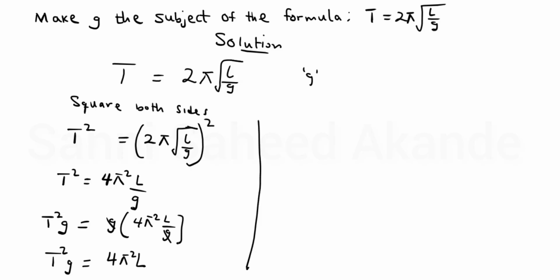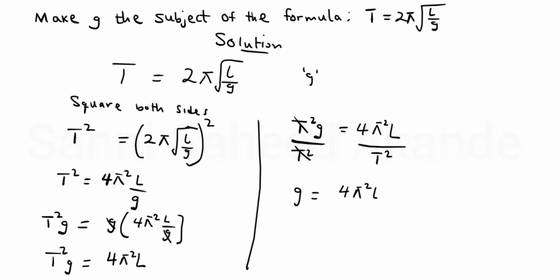Understood? Don't forget, what we are looking at is g. The next thing is to divide both sides by t squared. We have t squared g equal to 4 pi squared L. Dividing both sides by t squared, we have our g equal to 4 pi squared L divided by t squared. That is our final answer to this question. Is that understood? Let's proceed.